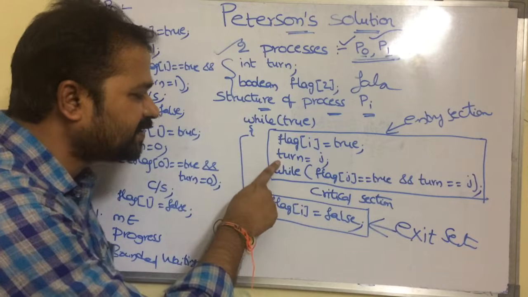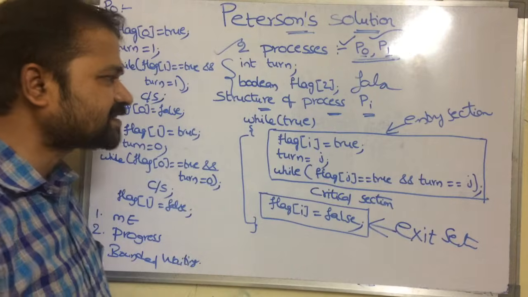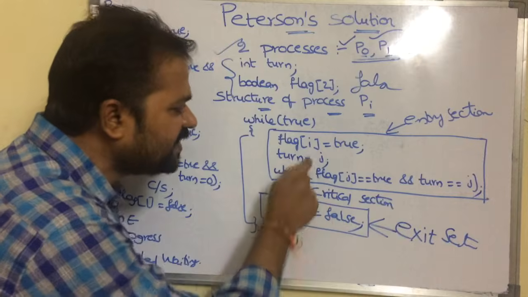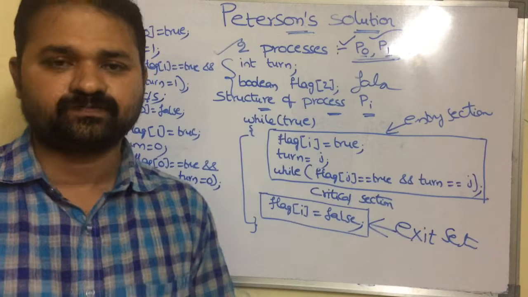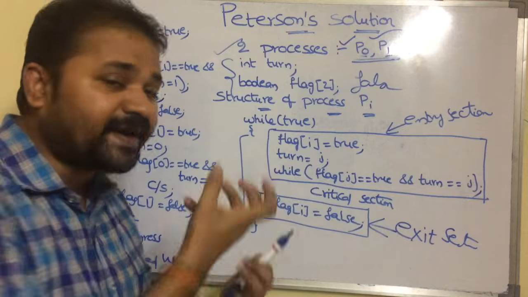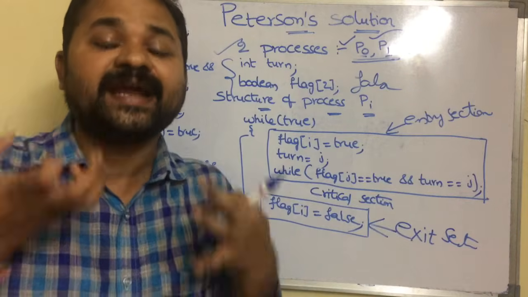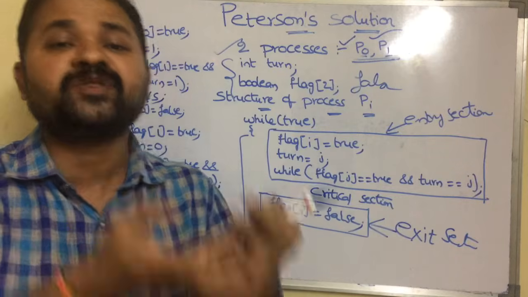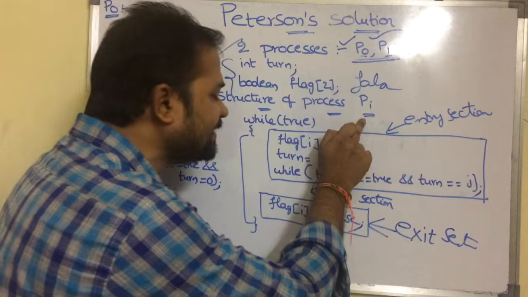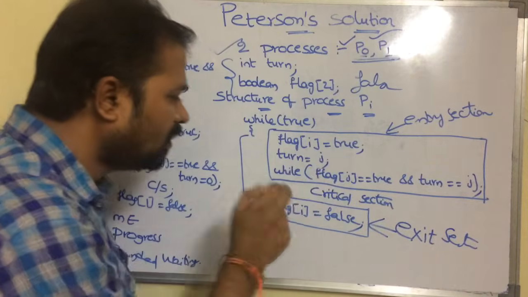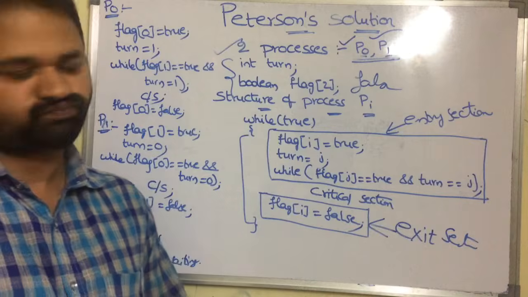The next statement, turn is equal to j. So it specifies that Pi is giving the chance for j to enter into the critical section. So what is the use of turn? It indicates whose turn it is to enter into the critical section. So that means the process Pi is giving a chance for the j to enter into the critical section.